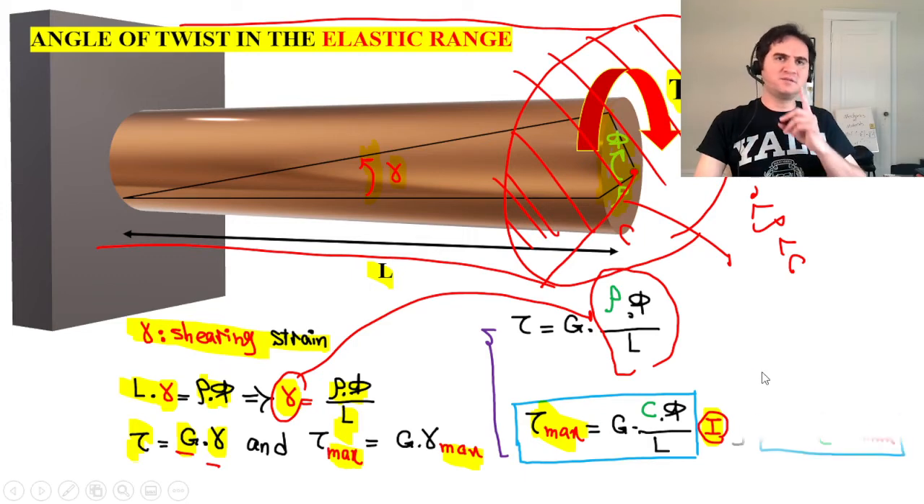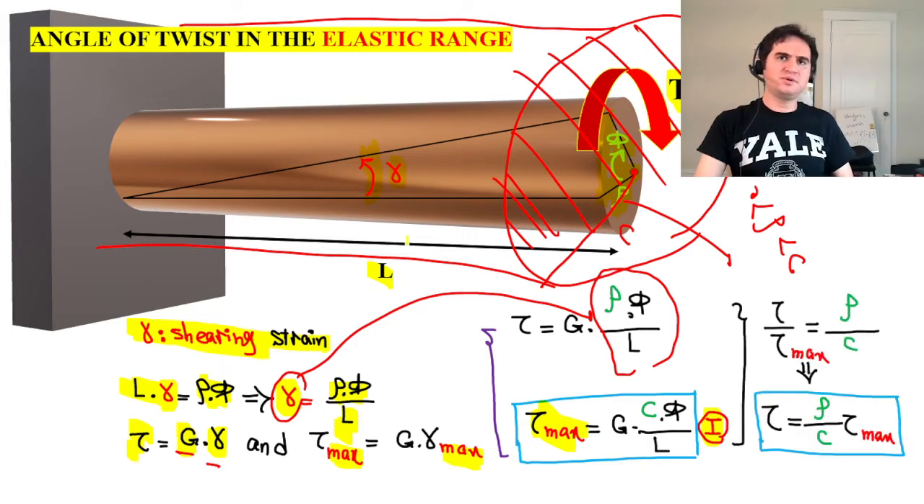If we divide these two equations, we get the equation of tau based on tau maximum, and that's the ratio of rho, the undeveloped r, over c, the whole radius, times tau maximum.